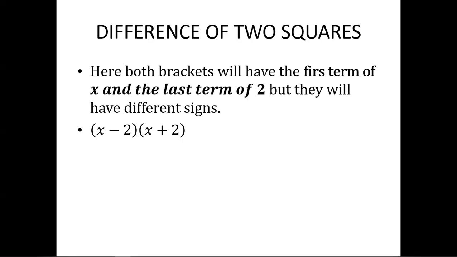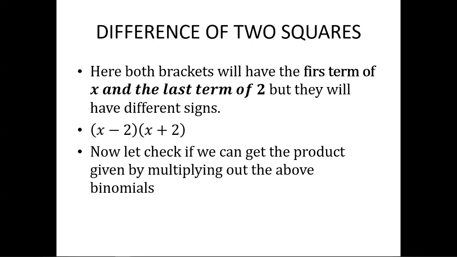Now, let's check if we can get the product given by multiplying out the above binomials. Obviously, guys, if you have a difference of two squares, to get the given product, you will just multiply the first with the first and the last with the last, and you'll end up having x squared minus 4, which is just the shorter method. Or you can go the longer route, by using FOIL. Note that here we have x minus 2 and x minus 2, that will give you 0.